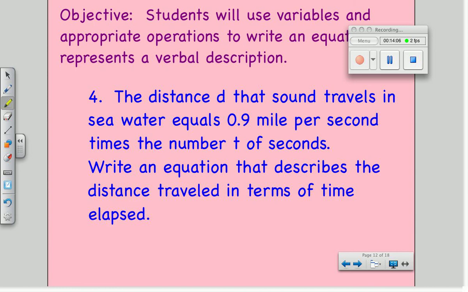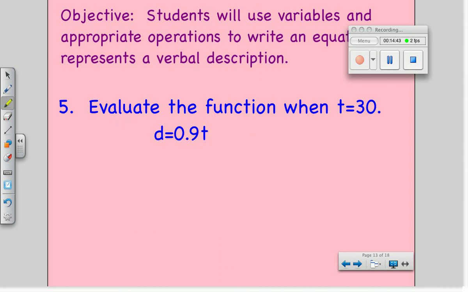The distance d that sound travels in seawater equals 9/10 of a mile per second times the number t of seconds. Write an equation that describes the distance traveled in terms of time elapsed. So I'm going to take the 9/10, multiply it by the amount of time in seconds, and that is going to equal the distance, d, traveled. And evaluate the function when t is 30.